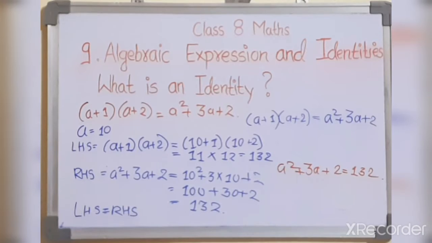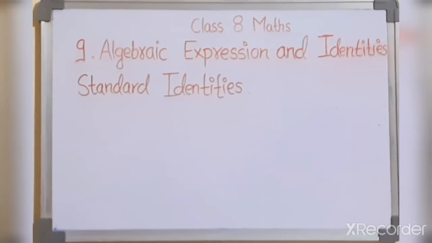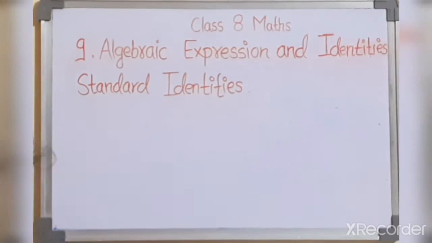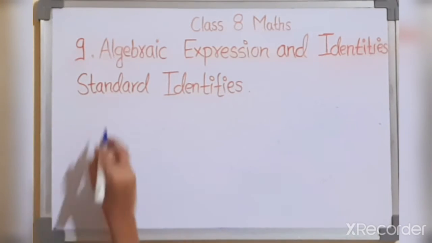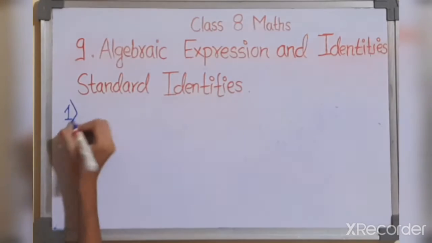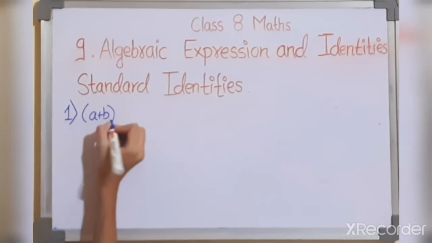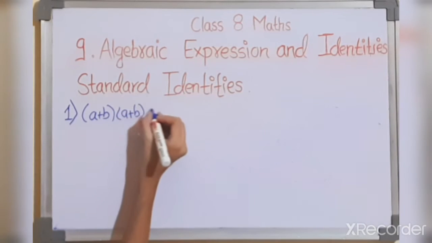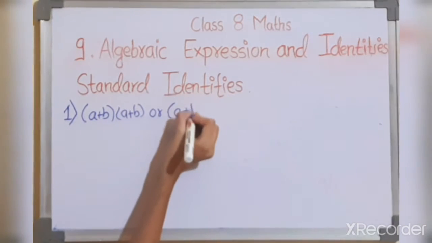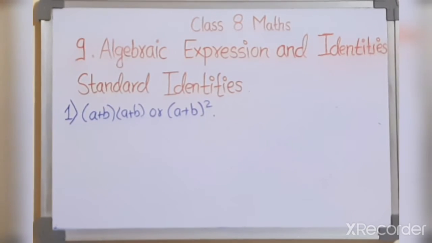Now we will see what are standard identities. We shall now study the three identities which are very useful in our work. These identities are obtained by multiplying a binomial by another binomial. So let's see the first one. The first one is (a + b)². Let us first consider the product (a + b)².